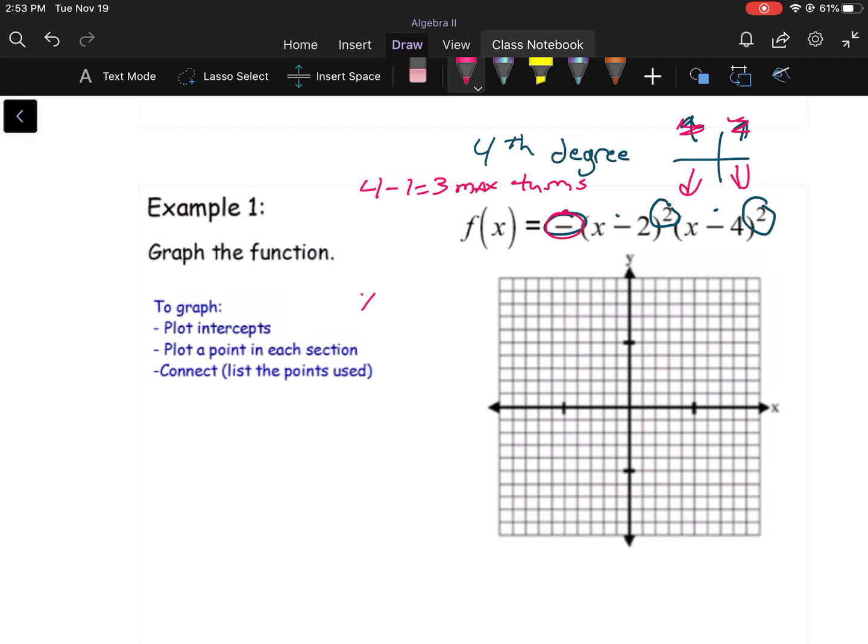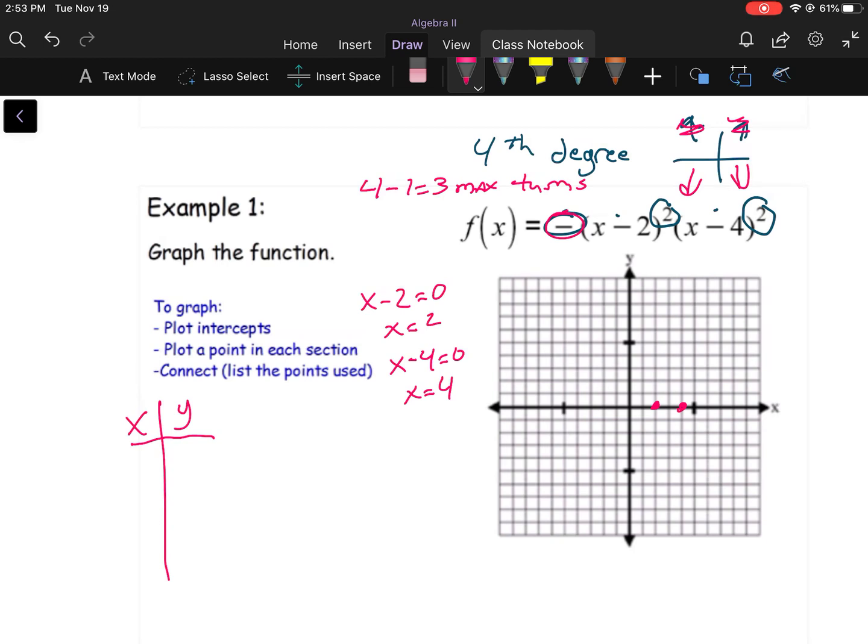I'm going to take x minus 2, set that equal to 0, and get x is equal to 2. And then x minus 4 equal to 0 and get x is equal to 4. What I just found were my two x-intercepts at 2 and 4. And I'm going to use a table, good old-fashioned table, to figure out the rest.